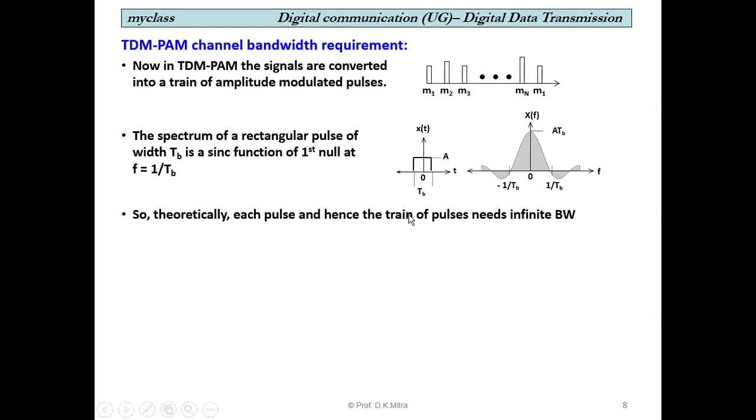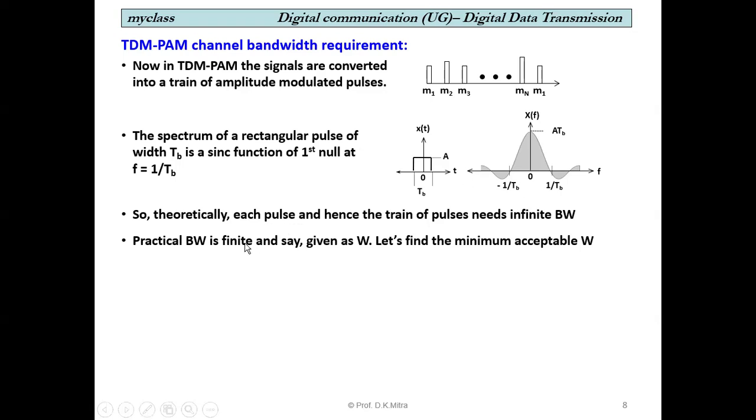So the pulse, and hence the train of pulses, has infinite bandwidth because each pulse has got infinite frequency components. So the channel you need is of infinite band, but you cannot buy an infinite bandwidth channel or cable from the market. That will cost you millions and millions of dollars. So you have to save money in buying the cable also. So what do we do here?